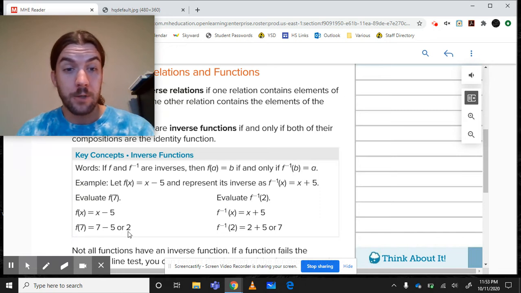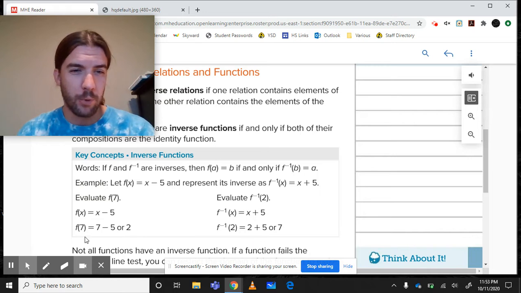On the next one, I'm going to take this answer 2, this output, and I'm going to make it my input over here. So f inverse of 2 is 2 plus 5, or 7. Okay, so over here it's an input of 7, an output of 2. On this one, it's an input of 2 and an output of 7. Okay, so they kind of take us back to where we started from.